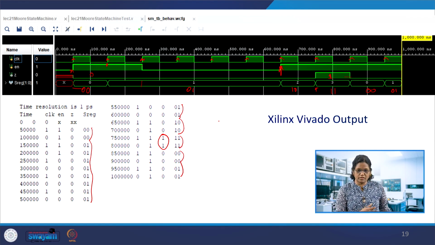This is the output of that Moore machine we had, which moves from one state to another when enable is 1, and stays in the same state if it is 0.